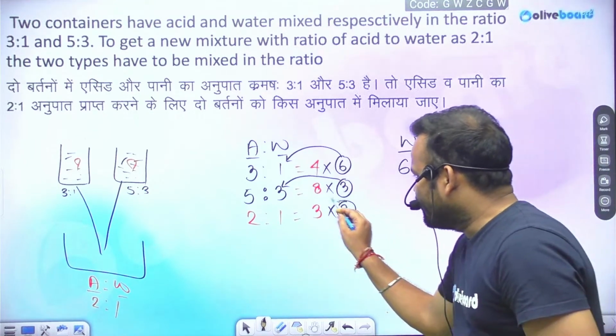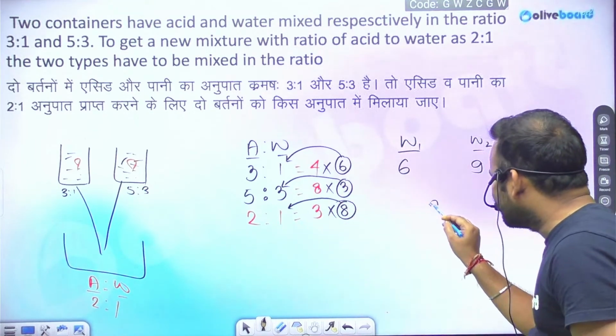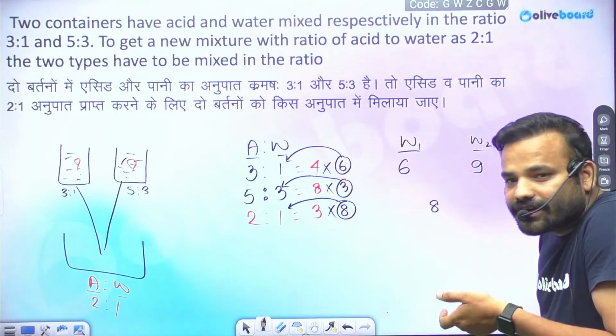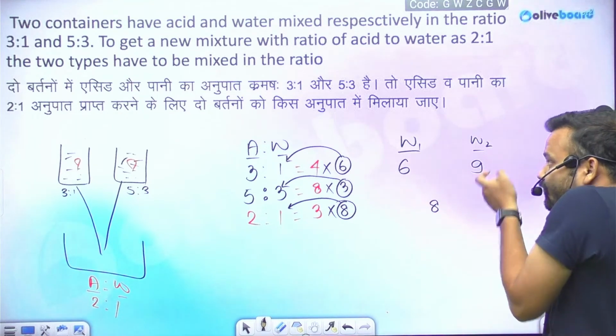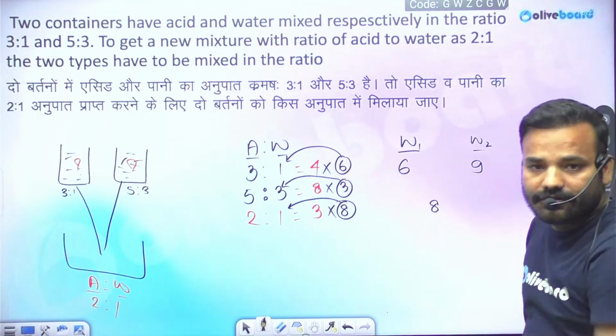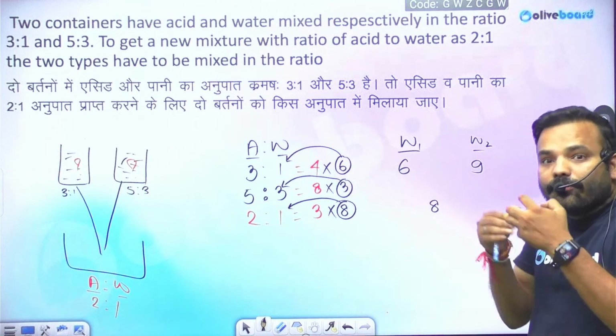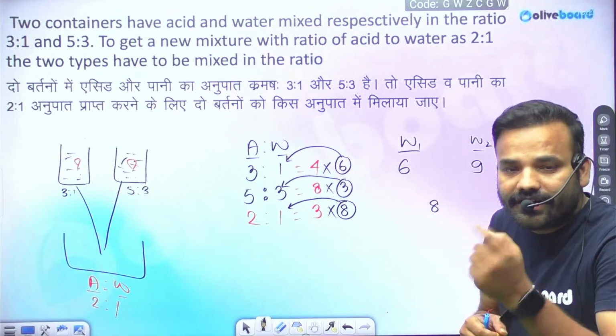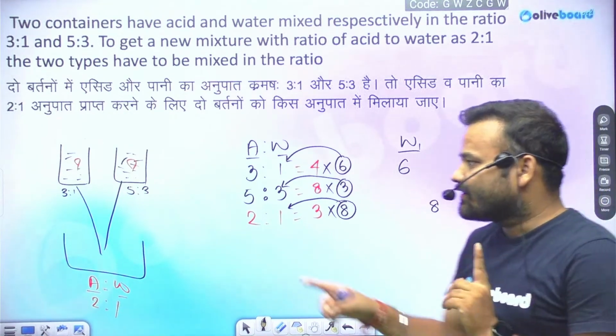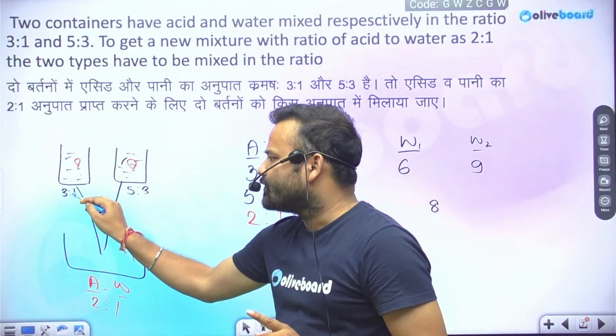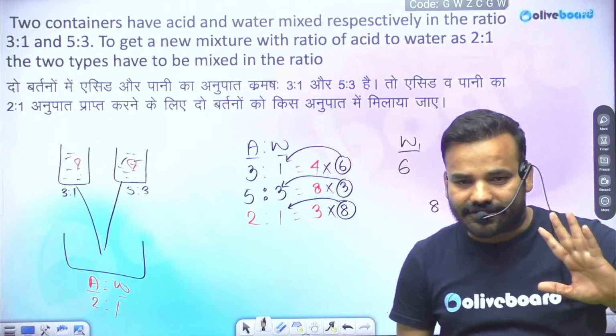Sir, this 8 into 1 is what? 8, and this 8 is more closer towards 9. That means water from the second container was taken more. That means the second container was having more quantity as compared to the first. What I did say? Sir, this is a very important concept of alligation and mixture, the concept of mixing.